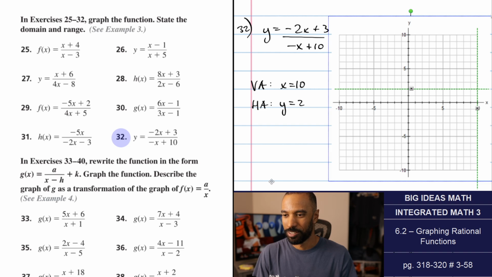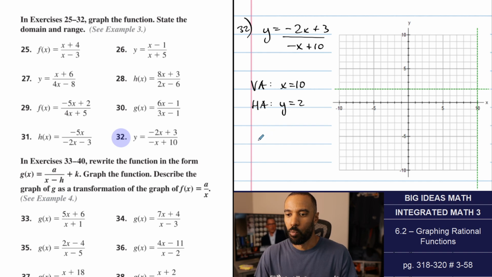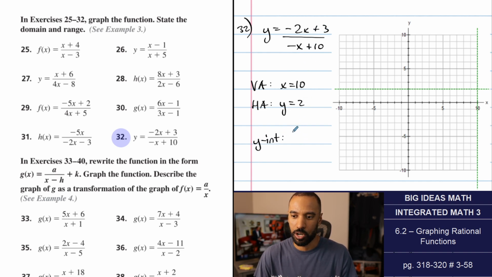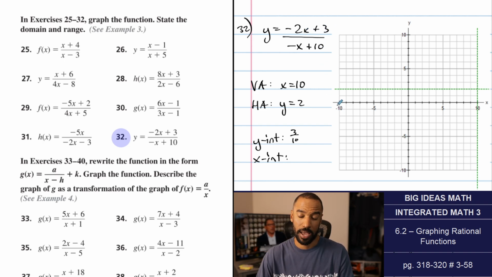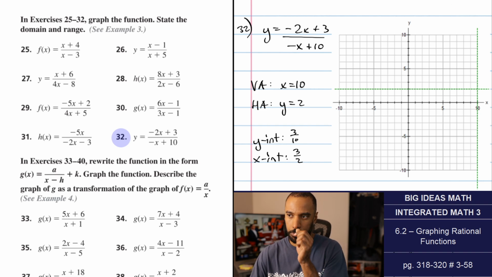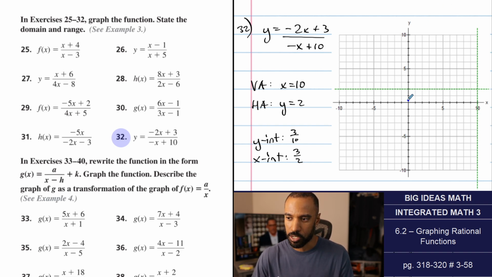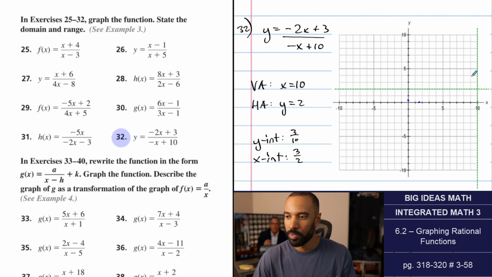Look, I got what I came here for, which is features. Y-intercept, these aren't good numbers, but y-intercept, set x equal to 0, you get 3/10. X-intercept, you set the numerator equal to 0. You add 2x and divide by 2, you get x equals 3/2. So 3/10 and 3/2. So 0 comma 3/10, and 3/2 comma 0. Probably looking like that. Look, I'm not going to fit other points on this other side anyway.